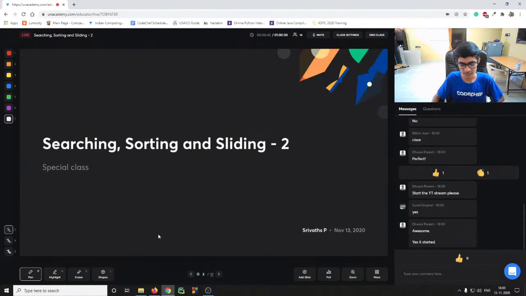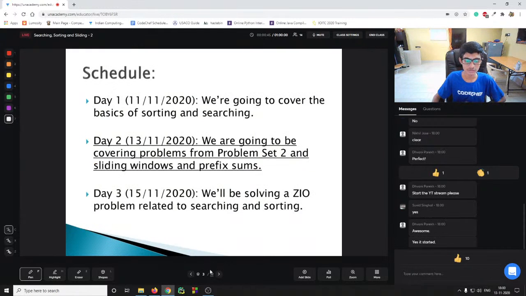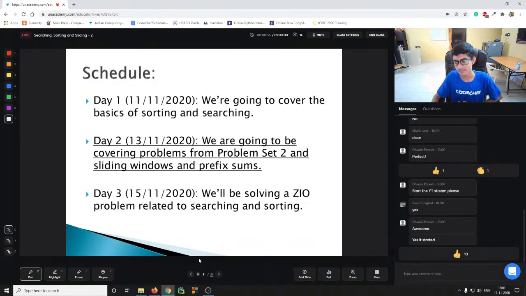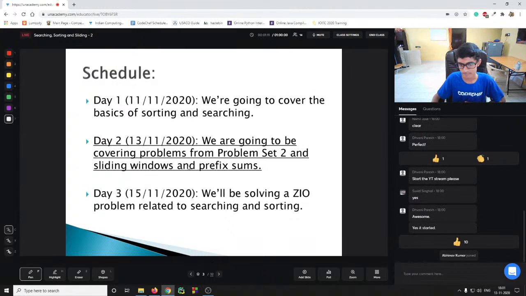Yesterday we were talking about binary search, linear search, searching algorithms, and how sorting can be used to solve a problem. Today we are going to be solving the problem set problems from the 11th. If you didn't see that problem set, you should definitely check out Discord. We are also going to be covering sliding window and prefix sums if we get time.